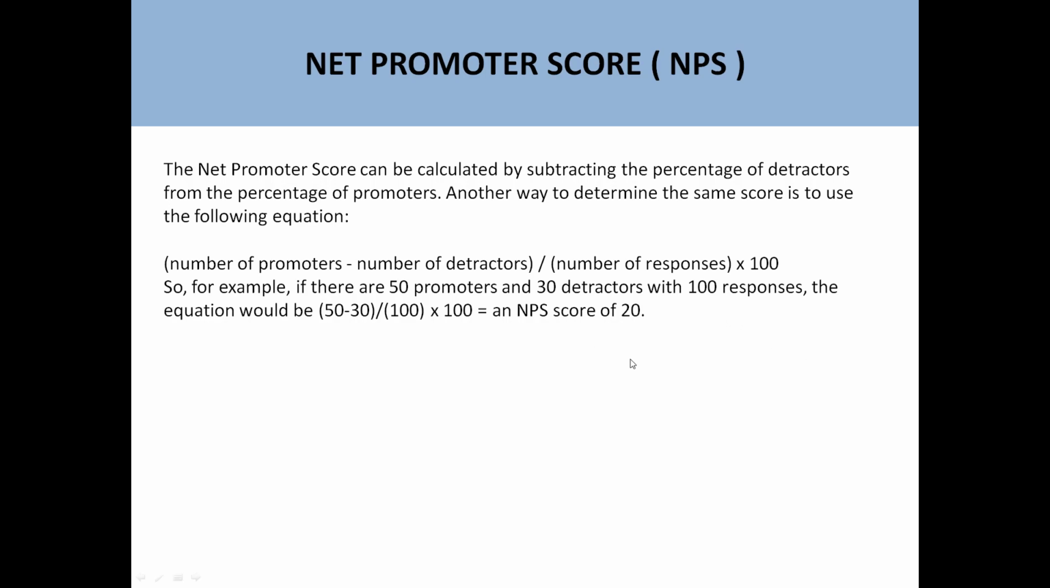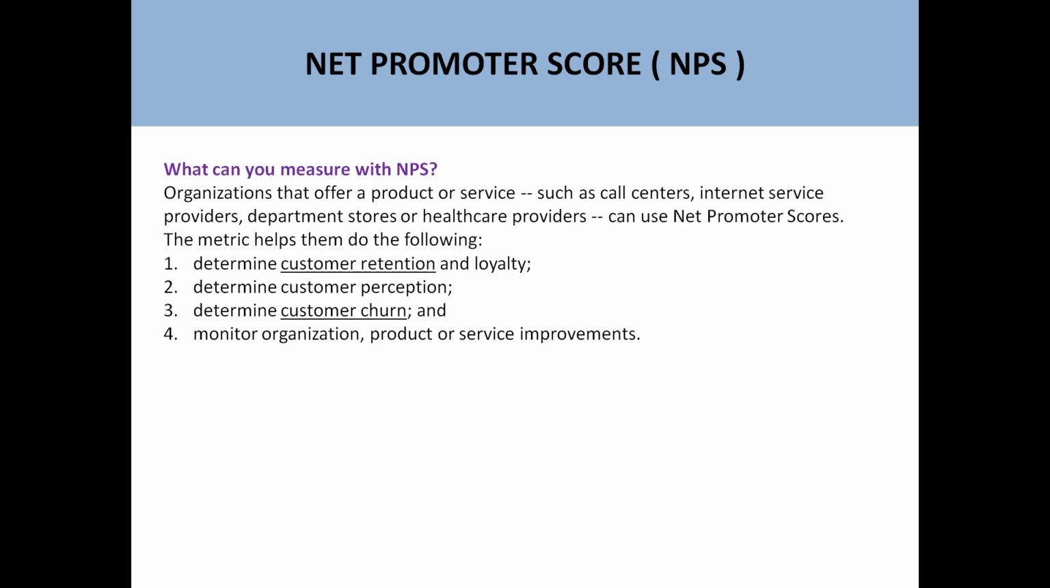So this is the formula to calculate the NPS: number of promoters minus number of detractors divided by number of responses multiplied by 100. Just see, for example, if there are 100 responses on the website, out of which you can categorize that 50 are the promoters and 30 are the detractors. So you can use the formula: number of promoters minus number of detractors divided by number of responses multiplied by 100, so that you can calculate the NPS.